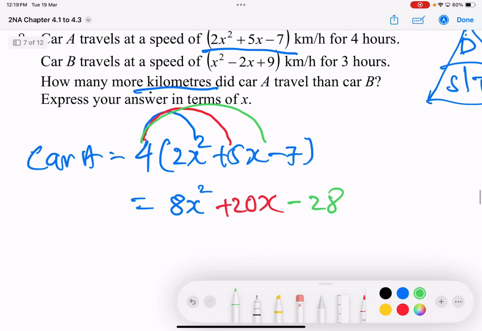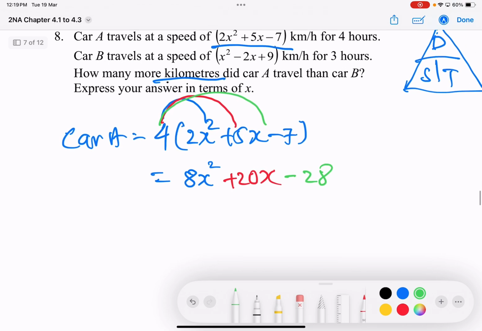So this is how I expand. I use the rainbow method. The number on the outside, I will multiply to the number that is inside. This is how I do the expansion.